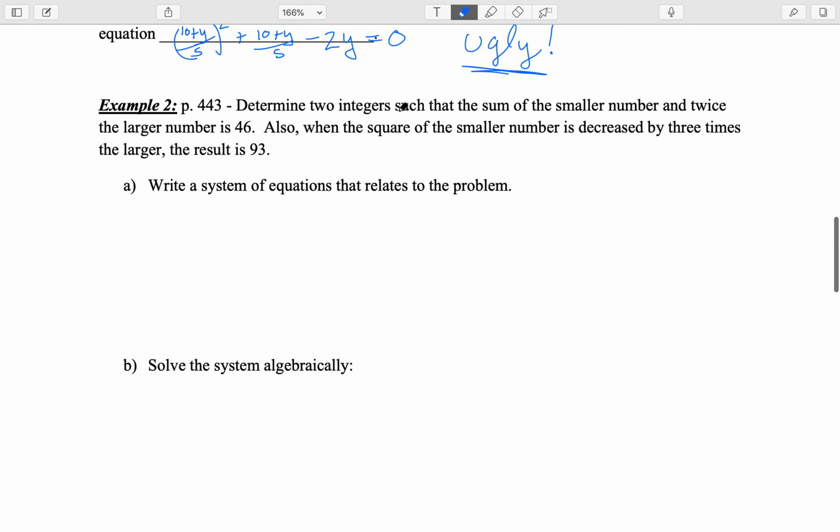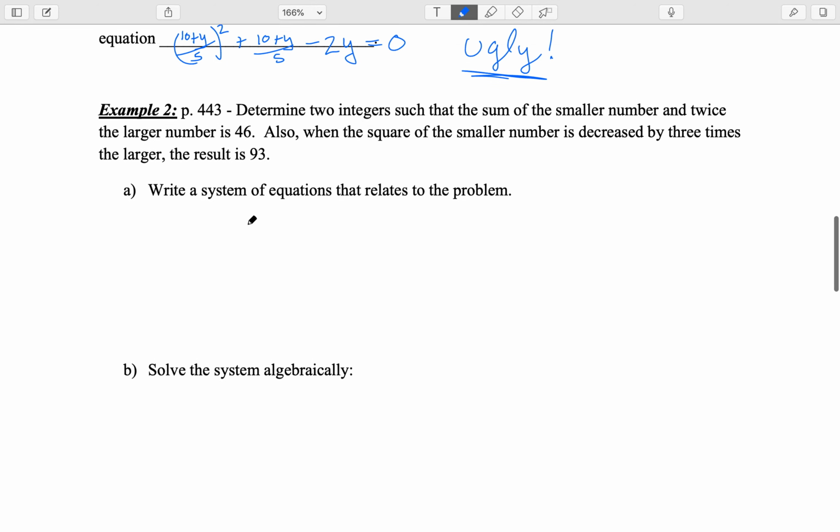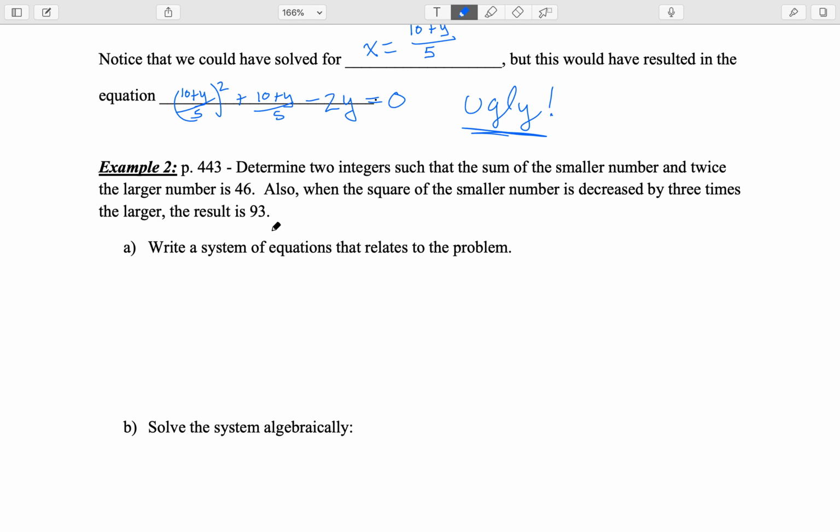It says determine 2 integers such that the sum of the smaller one and twice the larger one is 46. Also, when the square of the smaller one is decreased by 3 times the... Oh man, what is this? Okay, write a system of equations. First off, I need 2 variables. What are my 2 variables? We could call them x and y, but I'm talking about a smaller number and a larger number.